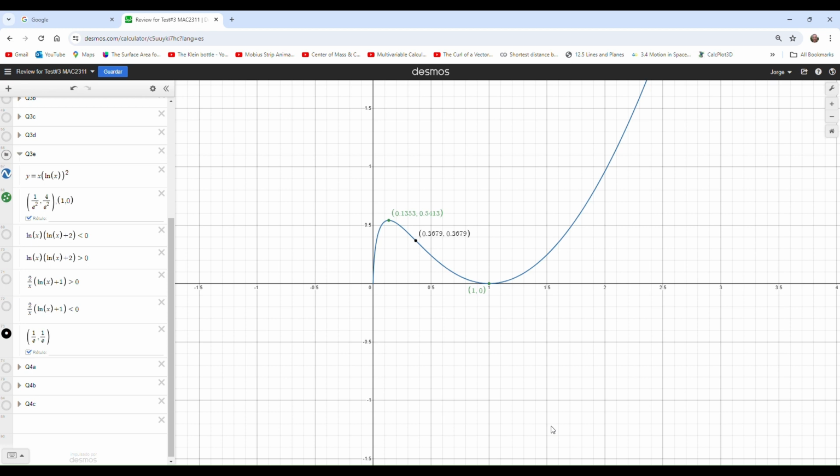Okay, I copy the original function. I determine the minimum and maximum. Okay, this is the minimum, which is 0, at the point 1, 0. Here, minimum and maximum, look, in green color. The inflection point in black color.